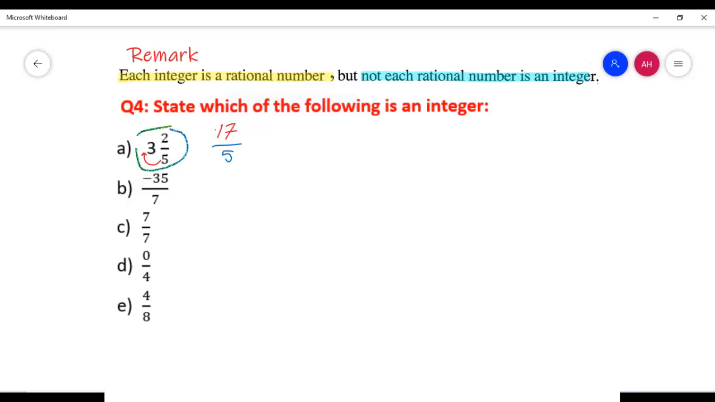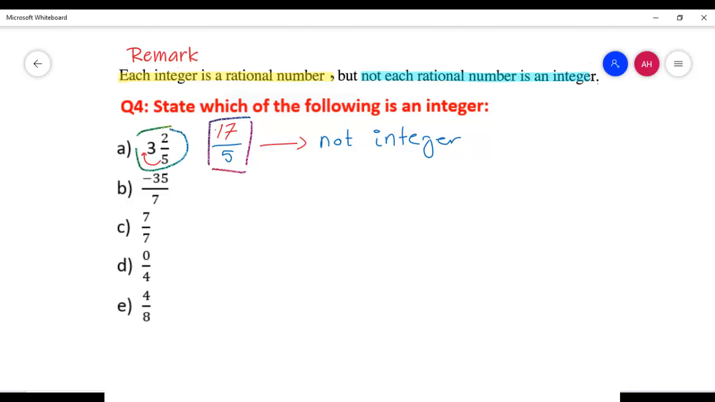17 over 5, is this a rational number? Yes, 17 over 5 is a rational number. But is 17 over 5 an integer? No, 17 over 5 is not an integer. Why is 17 over 5 not an integer? Because simply 17 cannot be divided by 5. So here's an example of a rational number and it's not an integer.